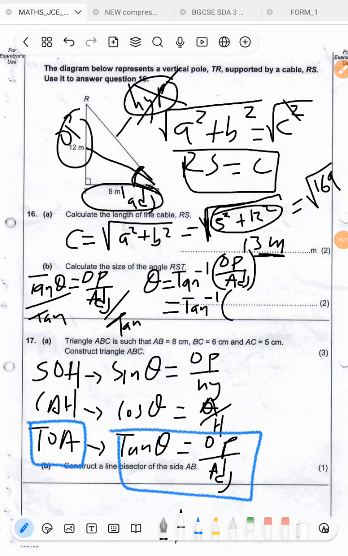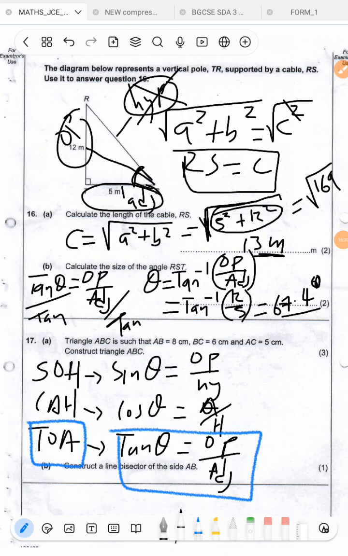The opposite side is what? 12 divided by 5. Okay, and then your answer is going to be 67.38, and then you round off to one decimal place, which is 67.4 degrees.